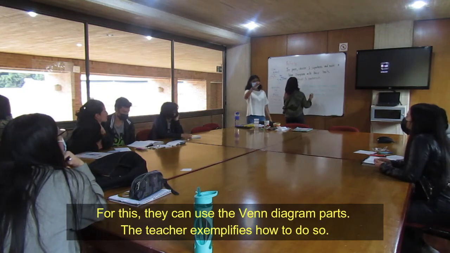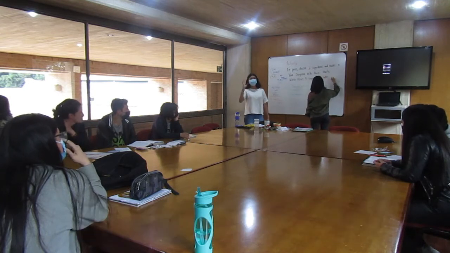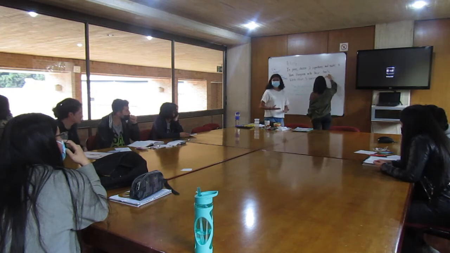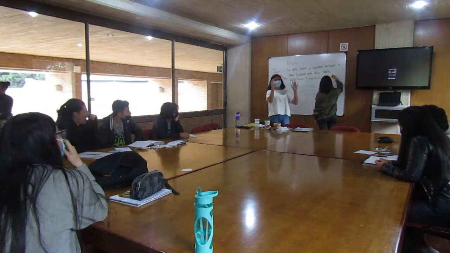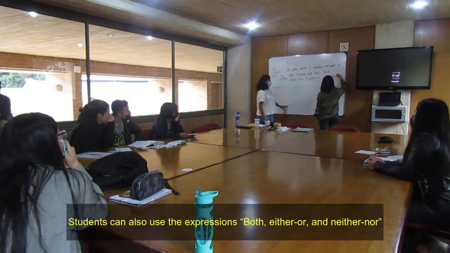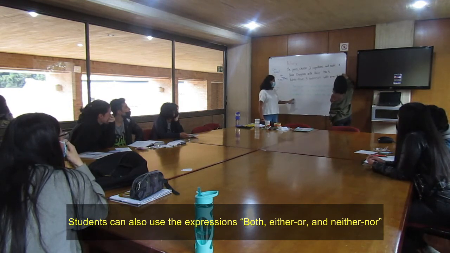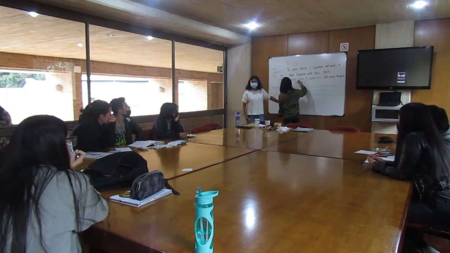Set A is composed of, the intersection between these two sets has, the relative complement is, three sets has. You can use either the Venn diagram parts or these expressions: neither nor, both, and either or. Do you know how to use these expressions?